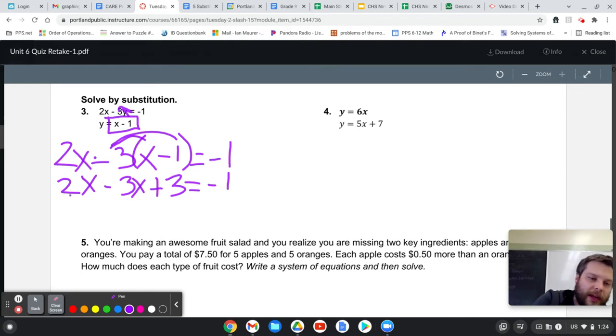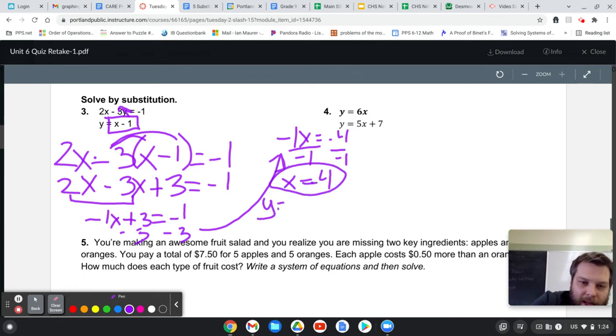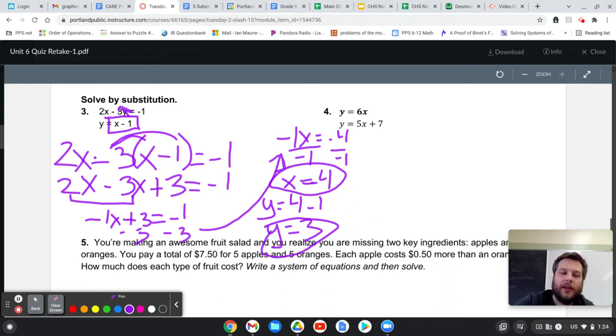Now you have 2x minus 3x, and that makes negative 1x. We're almost done. Subtract 3. So you have negative 1x equals negative 4, and divide by negative 1, giving me x is equal to positive 4. The y value is x minus 1. So we do 4 minus 1, and we get y is equal to 3. The solution is 4, 3.